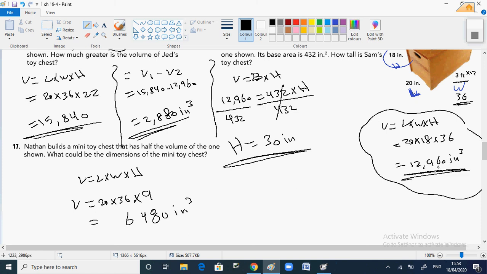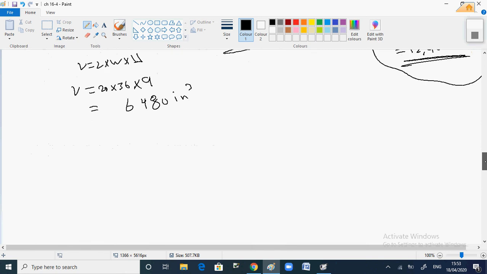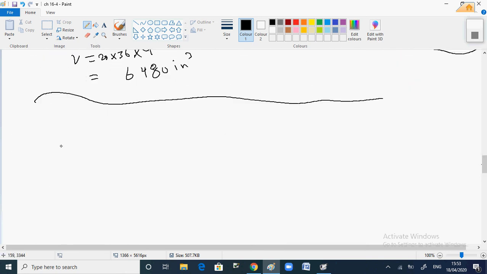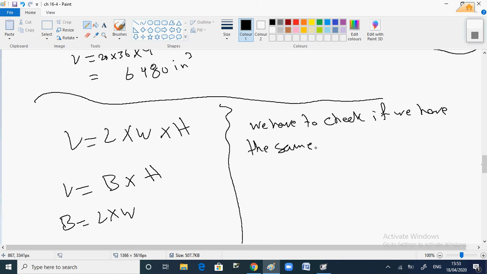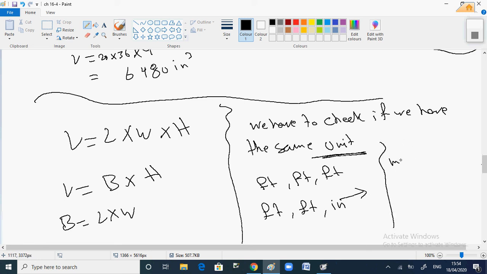12,960 divided by 2 comes 6,480 cubic inches. Is that clear? Again, you have to keep in your mind, volume is length by width by height, or volume is base by height. The base is what? Length by width. And we have to check if we have the same unit. Feet, feet, feet. But if I have feet and inches, I have to convert. The units must be the same. Okay?